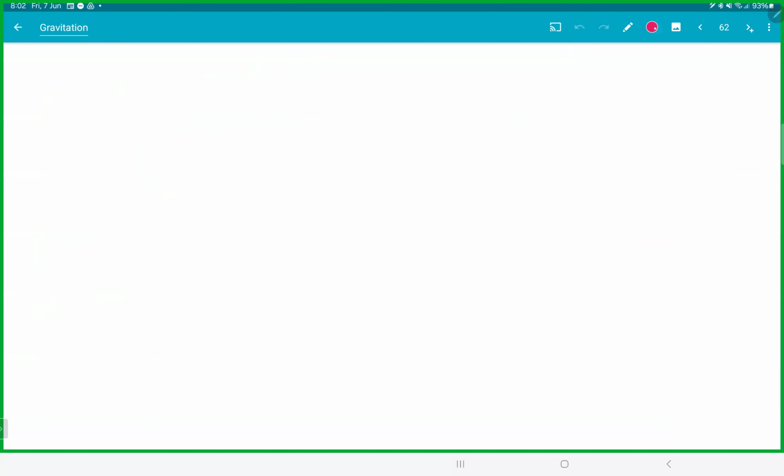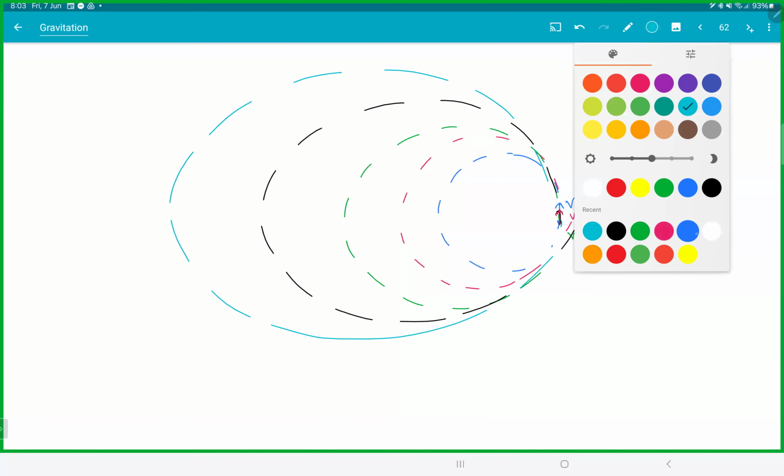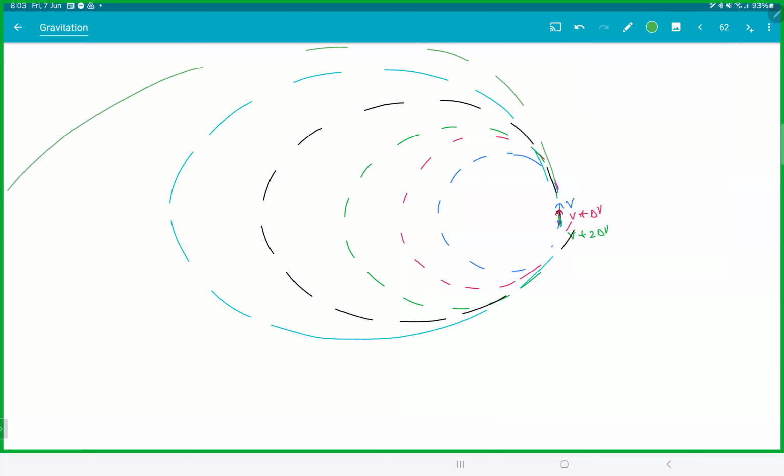So next, what will happen? This is how the whole orbit would look. Initially, if you go with speed v, you will go here. When you increase the speed to v plus delta v, you will go in a bigger ellipse. When your speed becomes v plus 2 delta v, you'll go like this. And then if you keep on increasing, at one point you give enough speed, you're gone.